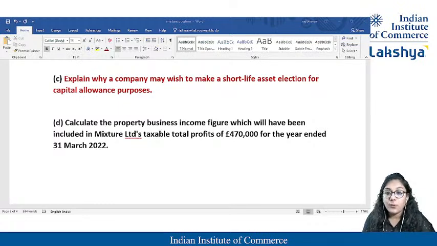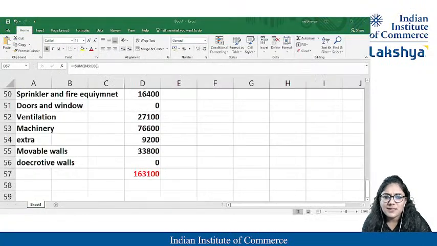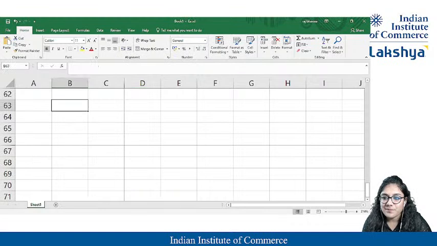So they have told you why the company would want to make a wish for getting the capital allowances. So yeah, we can write obviously the answer. Obviously, it's very easy, isn't it? So yeah, over here it's a theory, so need not worry. We'll write the theory. Okay. Answer 3, answer C part.